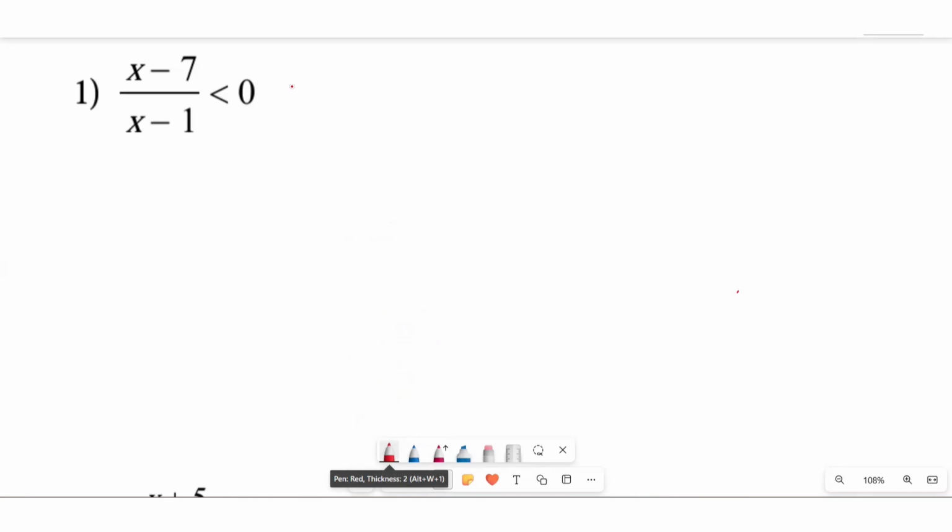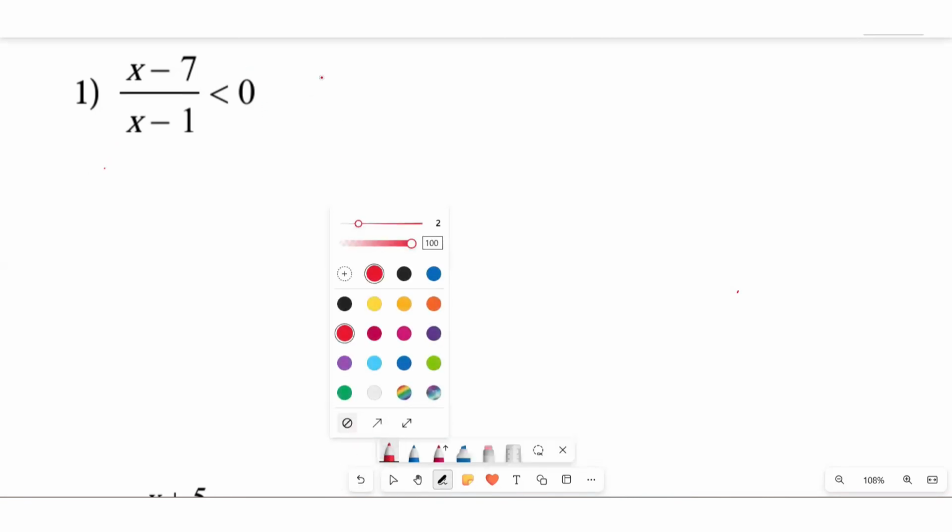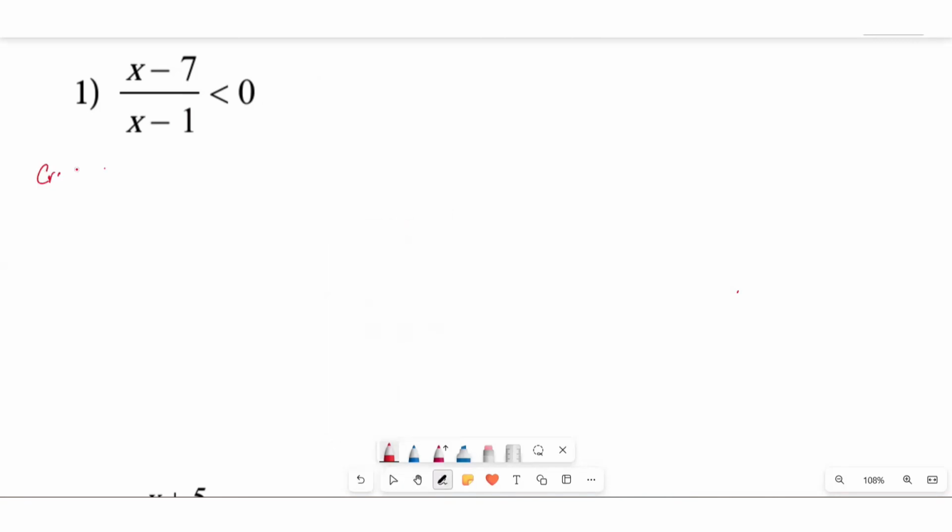When we have cases like this, what we want to do is find critical values, and then we're going to test numbers between certain intervals that we have. What we're going to do first, we're going to set this denominator to 0 because we are trying to find our critical values. So let's go about finding our critical values first.